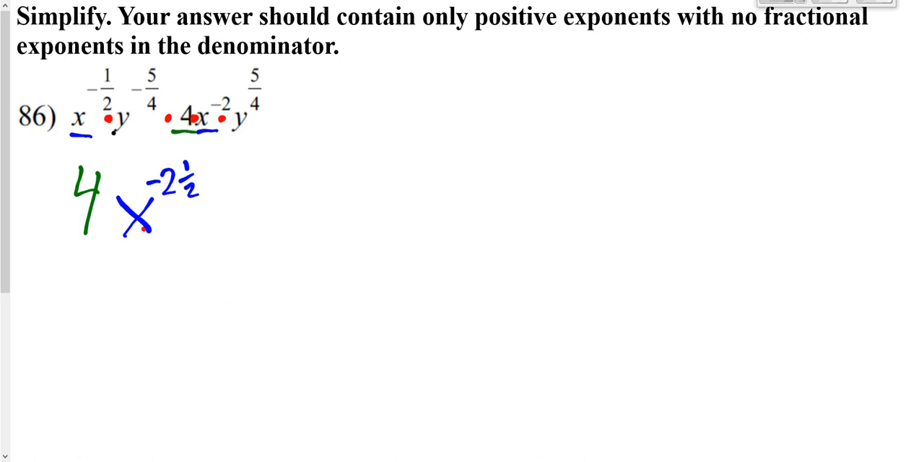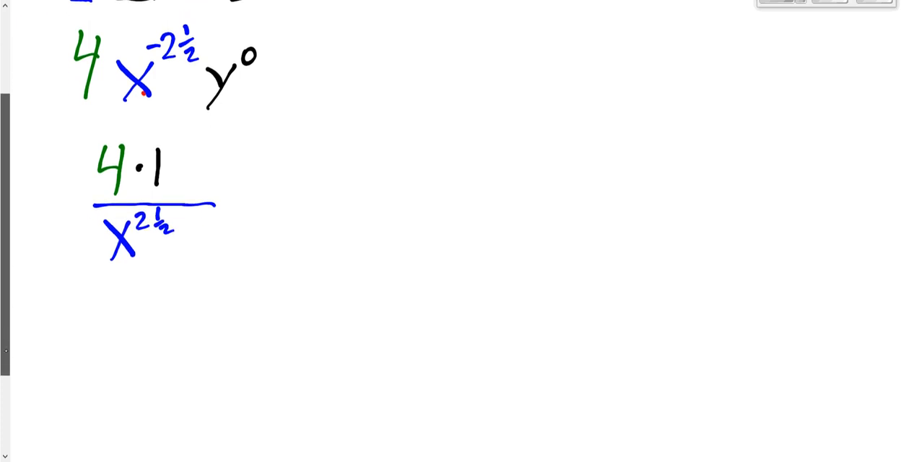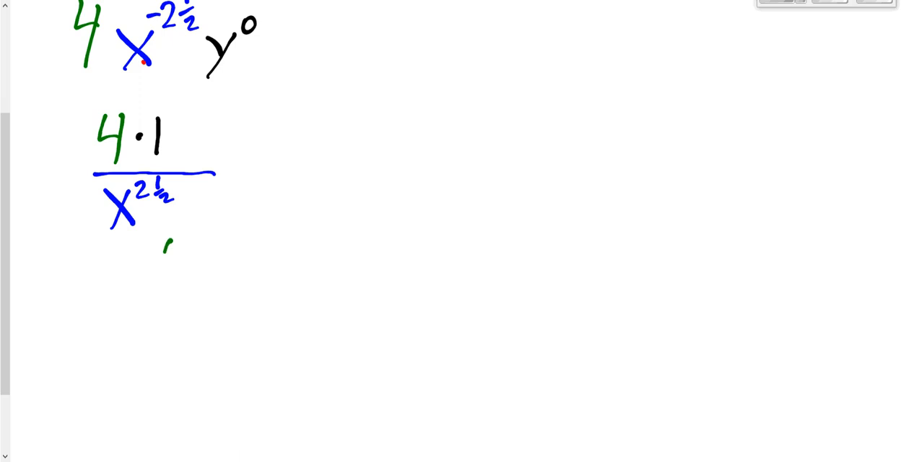And then I'm going to take my y to a power times y to a power, and I'm going to add those exponents, and I get y to the 0. Now remember, y to the 0 is 1. And so I'd have this times 1, but remember, times 1 doesn't make a difference. But I have in the blue a negative exponent, so that's going to go down to the bottom of the fraction and become an x to the 2 1/2. So on the top, it's really just a 4.